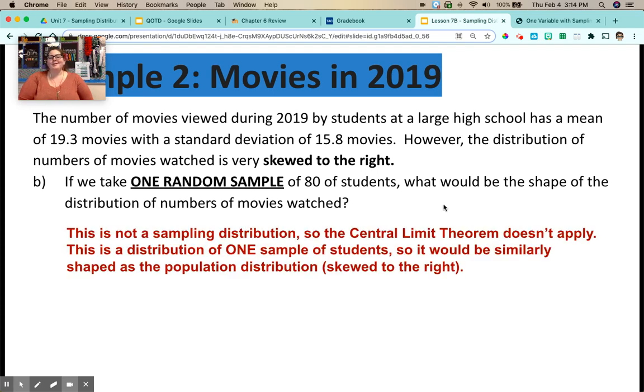This is actually not a sampling distribution. If you remember back on the definition, I had written it's a sampling distribution, not a sample distribution. So we have to be really, really careful. We should be talking about sample means, or with proportions, sample proportions. We are not talking about the mean for these 80 students' movie watching habits. We're just talking about these 80 students' number of movies they watched. So this is just one sample of students. There's not actually a mean. So it should mimic the shape of the population.